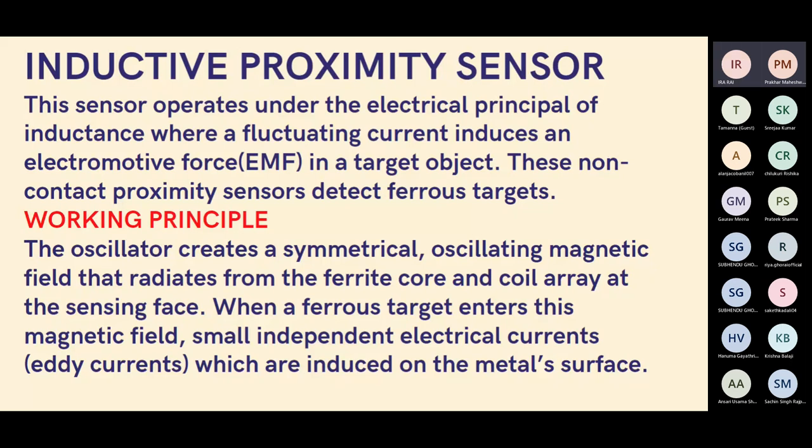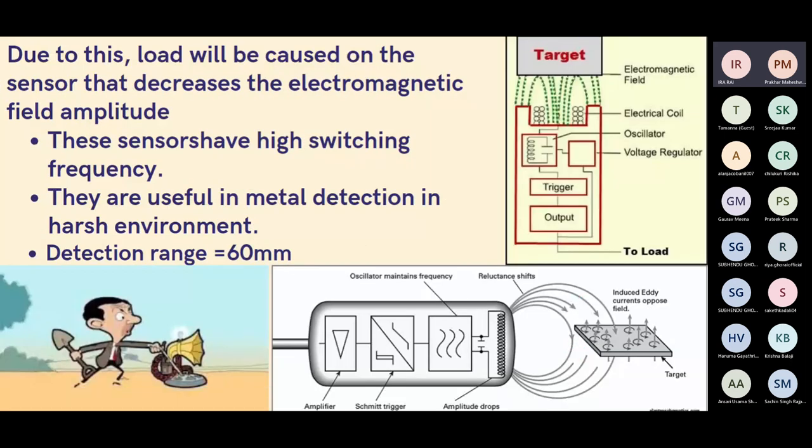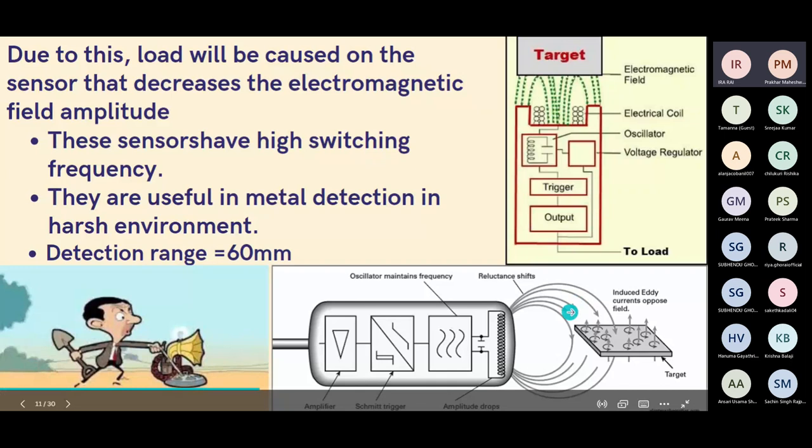This sensor operates under the electrical principle of inductance. It follows Faraday's law, where a fluctuating current induces an electromotive force in a target object. These non-contact proximity sensors detect ferrous targets, which is obvious because we have an oscillating magnetic field here, because we want the magnetic field to be variable. According to Faraday's law, metal in a variable magnetic field will have induced currents. These currents are called eddy currents.